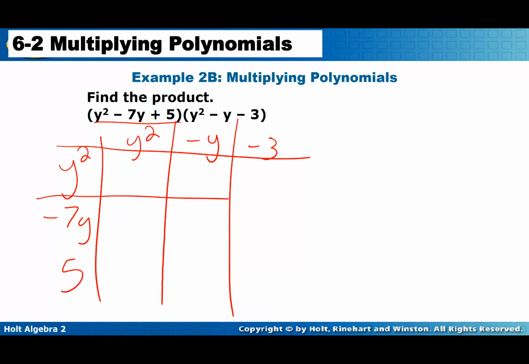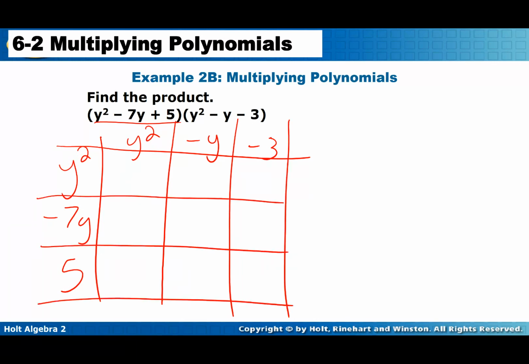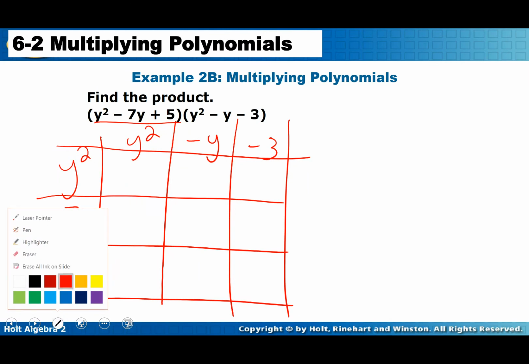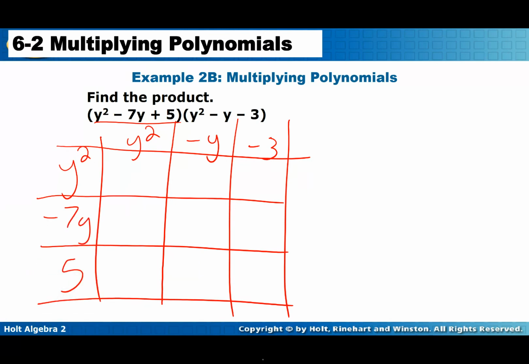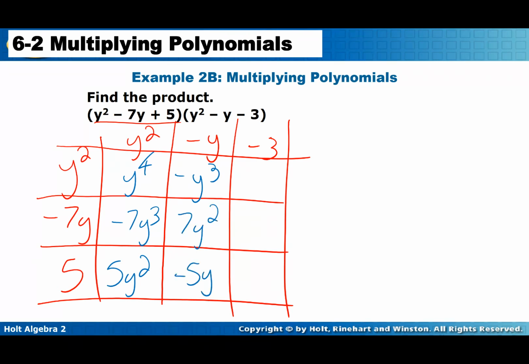So I'm going to fill out this multiplication table. Again, let's do it in a different color. So y squared times y squared makes y to the fourth. Negative 7y times y squared would be negative 7y to the third. 5y squared. This would be negative y to the third. This would be a positive 7y squared. Negative 5y. Negative 3y squared. Positive 21y, because both of these are negative. And then negative 15. All right, so all the multiplying is done.